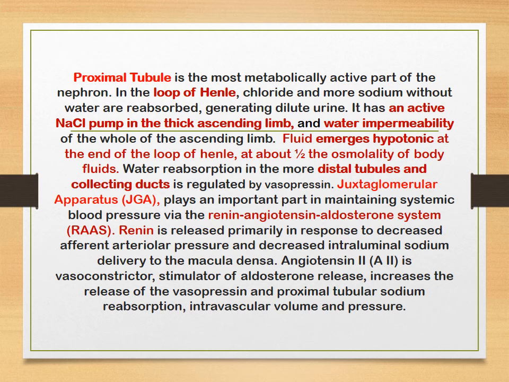Renal tubules. The proximal renal tubule is the most metabolically active part of the nephron. The loop of Henle, descending and ascending. The thick ascending limb is rich in sodium chloride pump and responsible for reabsorption of chloride and sodium, but it is water impermeable, so the fluid that emerges from the end of the loop of Henle is hypotonic.